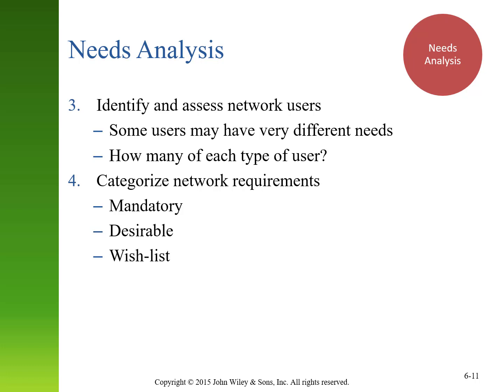The fourth step in needs analysis is to categorize our network requirements. Some things will be mandatory. We absolutely need them in order to function. Some will be just less than mandatory, so desirable. And then some options might be wish list, where we really don't need them. They're not even highly desirable, but if it was something we could easily accomplish, then maybe we would go ahead.